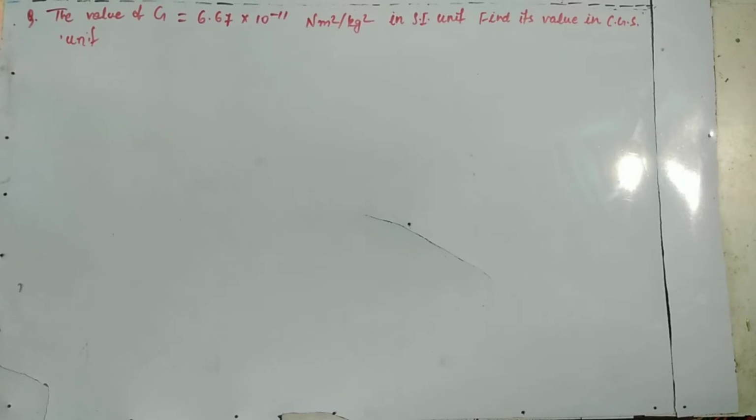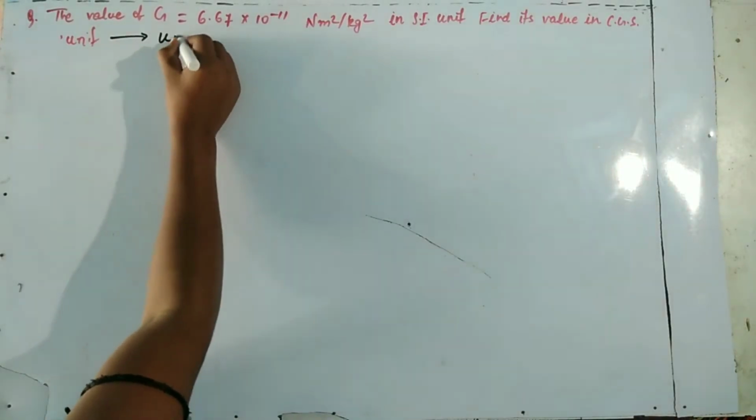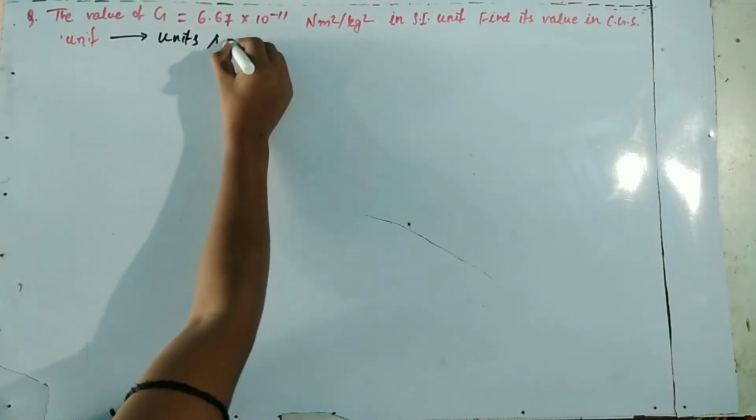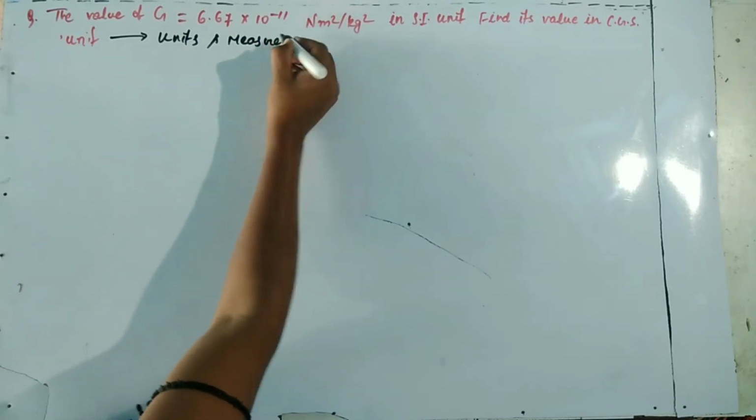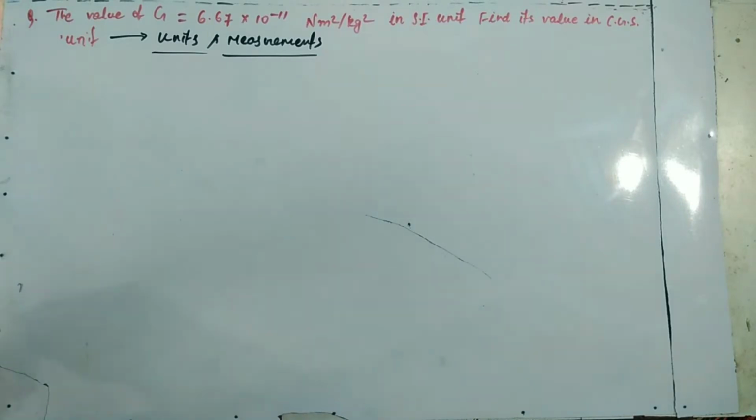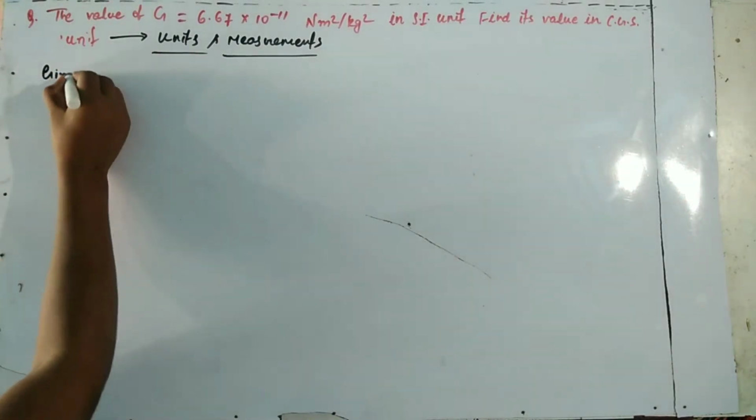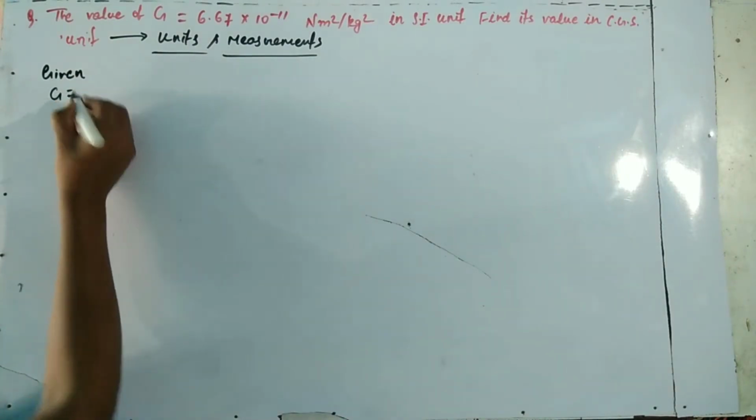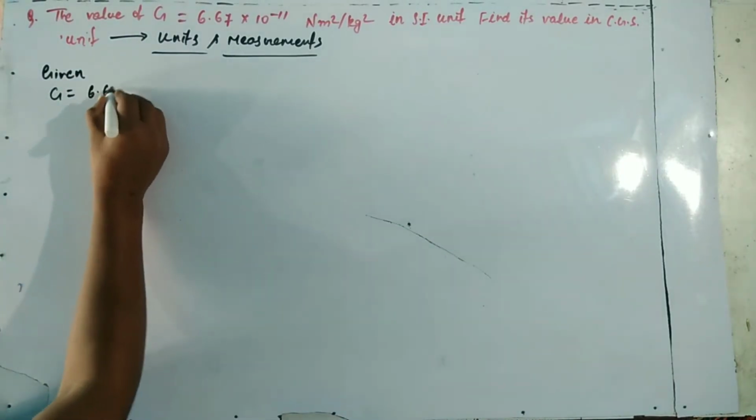The value of G equals 6.67 into 10 to the power minus 11 Newton meter square per kg square in SI unit. Find its value in CGS unit. This question is from the Unit and Measurement chapter. The value of G in SI unit is given. We have to find the value of G in CGS unit.